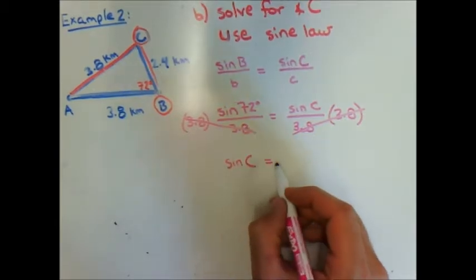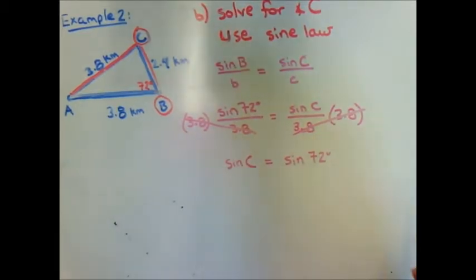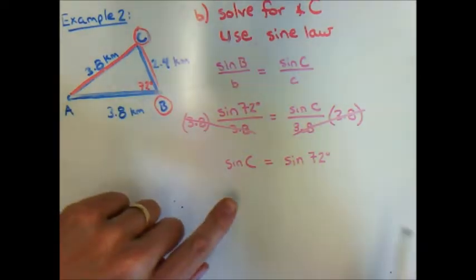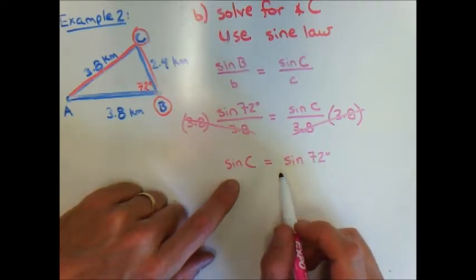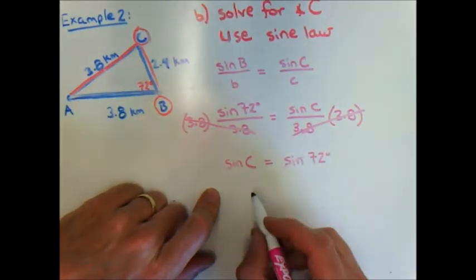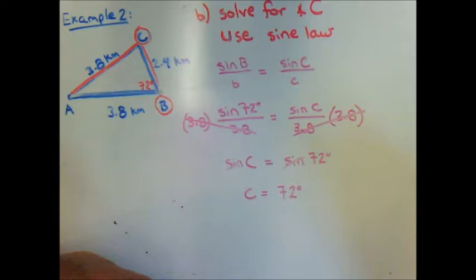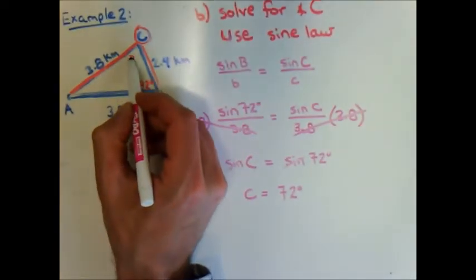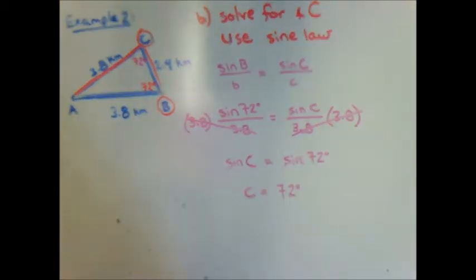So the sine of angle C is equal to the sine of 72 degrees. A couple ways to think about this. You can take the inverse sine of both sides, and what will happen is you'll just take the inverse sine of this side, will cross out the sine, and the inverse sine of this side will cross out that sine. C equals 72 degrees. And that makes sense, of course, because we had already determined that the triangle that the track made is an isosceles triangle. So these two side lengths are equal, which makes these two angles equal.